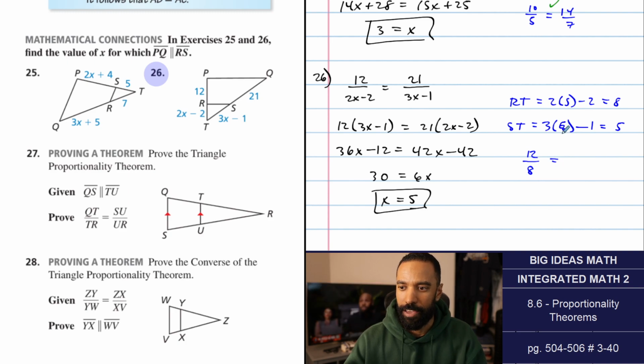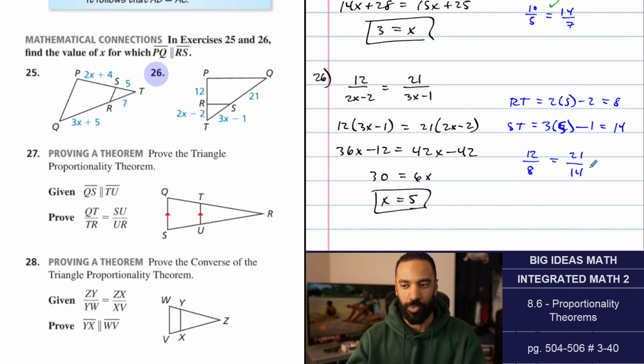Oh, 5, not 2. 5, which is 14. Hello. See, it's bad when the double check is wrong. 12 over 8, which is 3 halves, equals 21 over 14, which is 3 halves. That one also checks out.